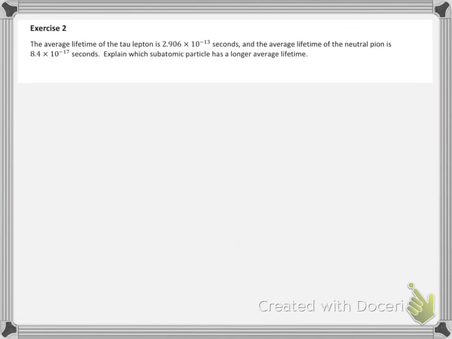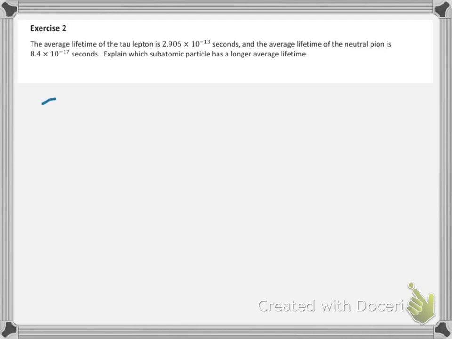All right? Exercise 2. The average lifetime of the tau lepton is 2.906 times 10 to the negative 13th seconds. That's not very long. And the average lifetime of the neutral pion is 8.4 times 10 to the negative 17th seconds. Which subatomic particle has the longer average lifetime? Well, I've got negative 13th and negative 17th powers. So I need to change either one of those.